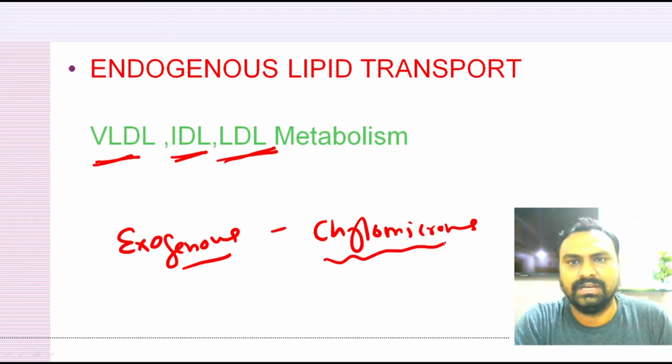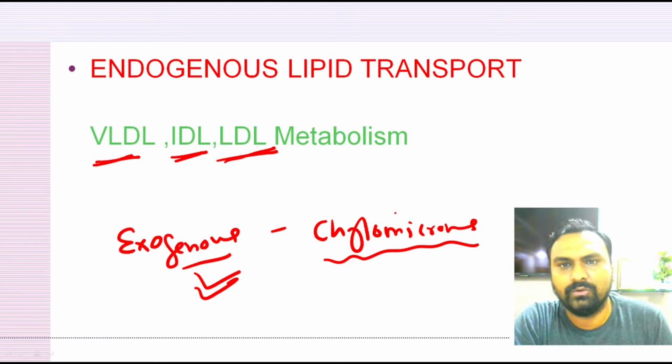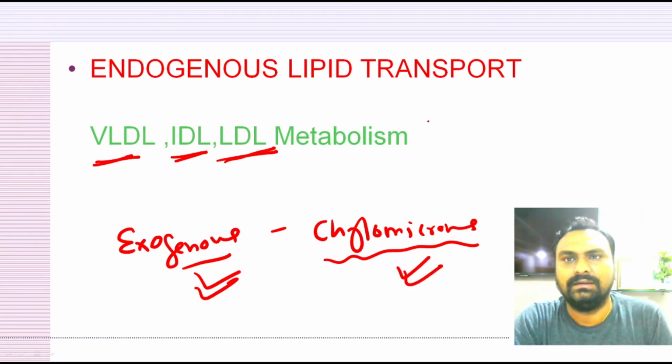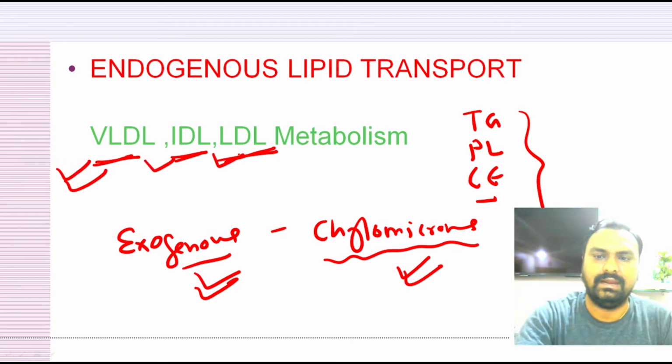So the dietary lipids are transported from the intestine to the peripheral tissue via the chylomicrons, while endogenously synthesized lipids like triglycerides, phospholipid, cholesterol ester that are endogenously produced in the liver, are transported to the peripheral tissue with the help of VLDL, IDL and LDL. So we will see in detail now.